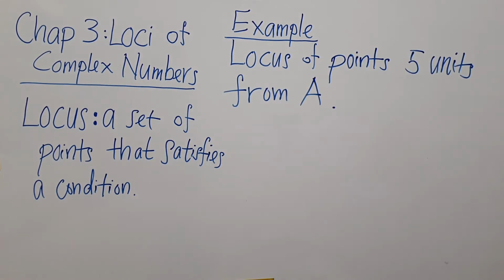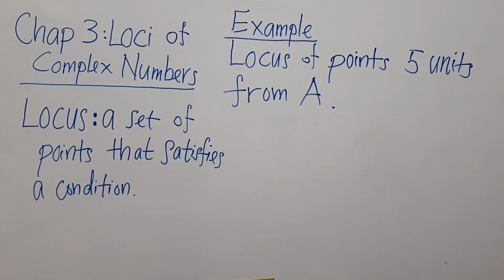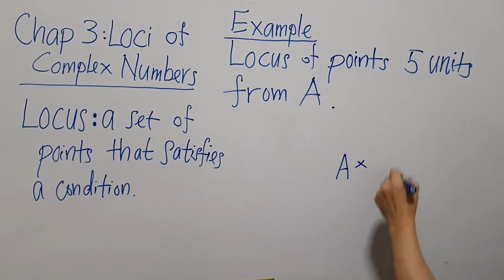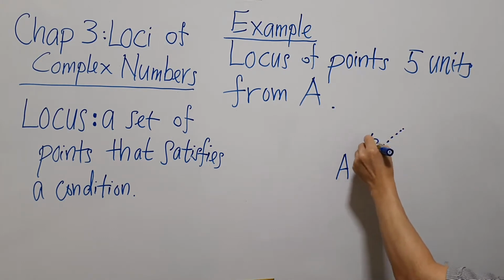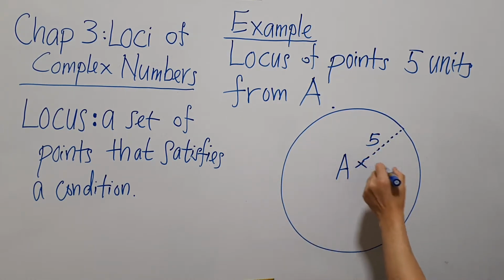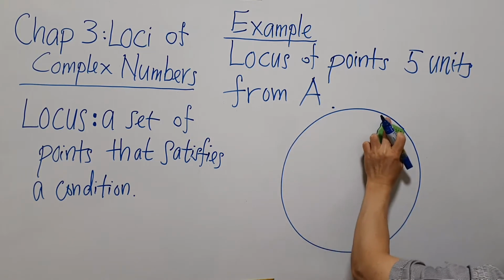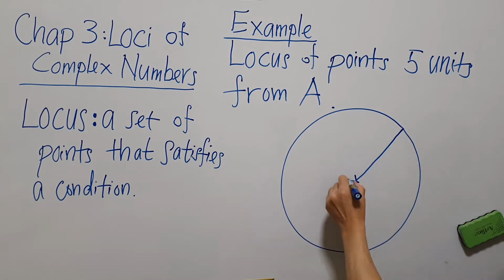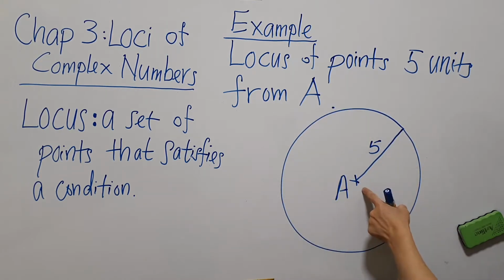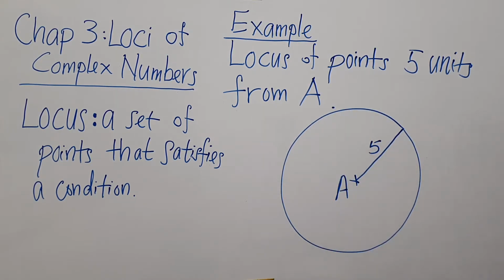As another example, if you want the locus of points 5 units from a point A, the locus of points 5 units from a point A will be points which are like this. 5 units away, there will be points on the circle whose center is A and the radius is 5 units. So let me draw it more carefully. I meant to say all points which are 5 units from A, all these points form a circle, center at A and radius 5 units.